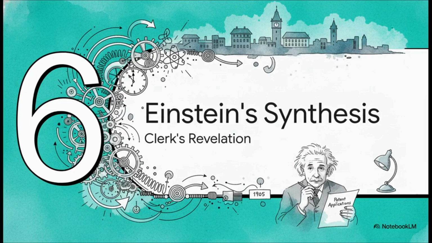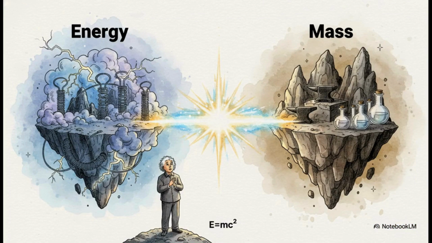And this brings us to our final act, section 6, Einstein's grand synthesis and the patent clerk's revelation. Picture this. It's the spring of 1905. Albert Einstein is 26 years old. He couldn't even get a high school teaching job and was stuck working as a third-class patent clerk in Bern, Switzerland. But you know what? His isolation was his superpower. He wasn't constrained by the complacent academic dogmas of his time.